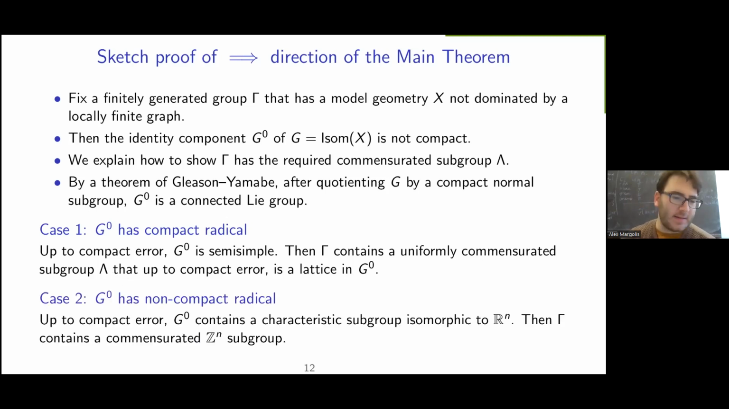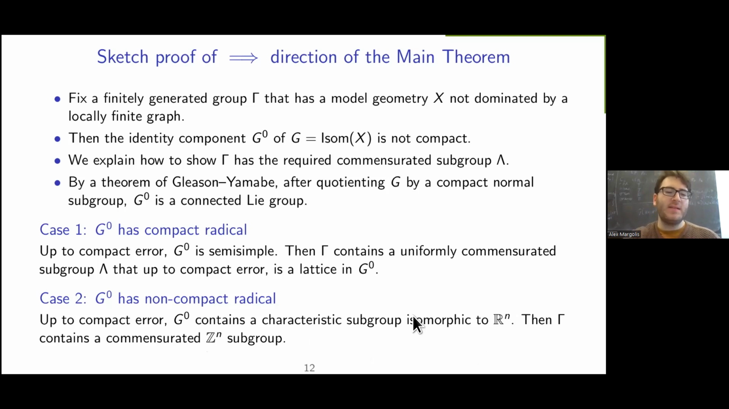And the second case is when G0 has a non-compact radical. And this means, again, up to compact error, possibly quotienting out by some compact normal subgroup, G0 contains some characteristic subgroup isomorphic to R to the n, essentially because G0 has a characteristic solvable subgroup. You take the last term in the derived series, and that will be abelian. Sorry, not abelian. That will be isomorphic to R to the n for some n. And again, we use this to show that gamma has a commensurated Z to the n subgroup.